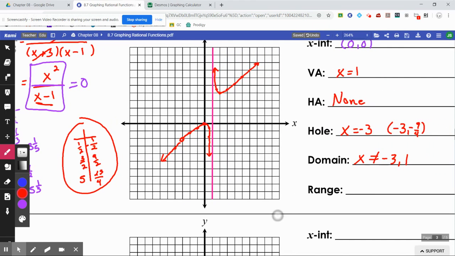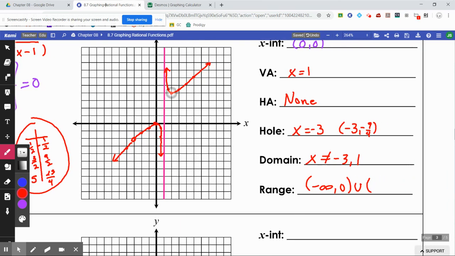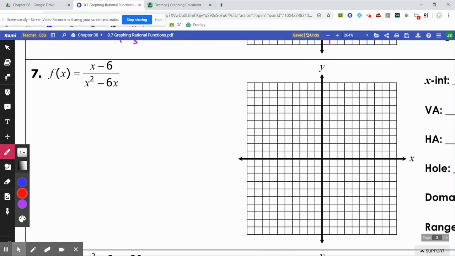So your range, the y values go from negative infinity up to this point, which is 0. And then it goes from this point, which is at 1, 2, 3, 4, and it goes up to positive infinity from there. Next problem, number 7.